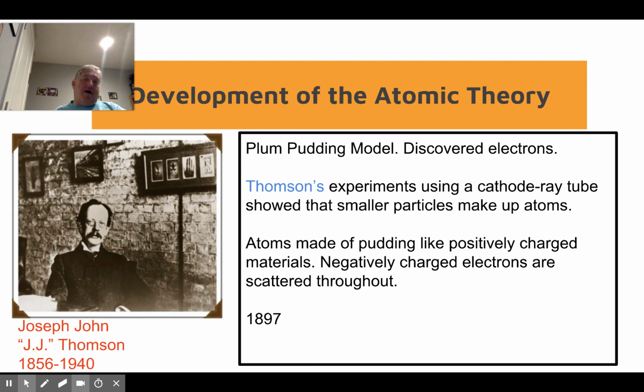So he got the model from looking at plum pudding. I've never eaten plum pudding, I've never seen plum pudding, but apparently it makes a great model. He says the atom is like the pudding, a positively charged material, and throughout this pudding are negatively charged electrons.